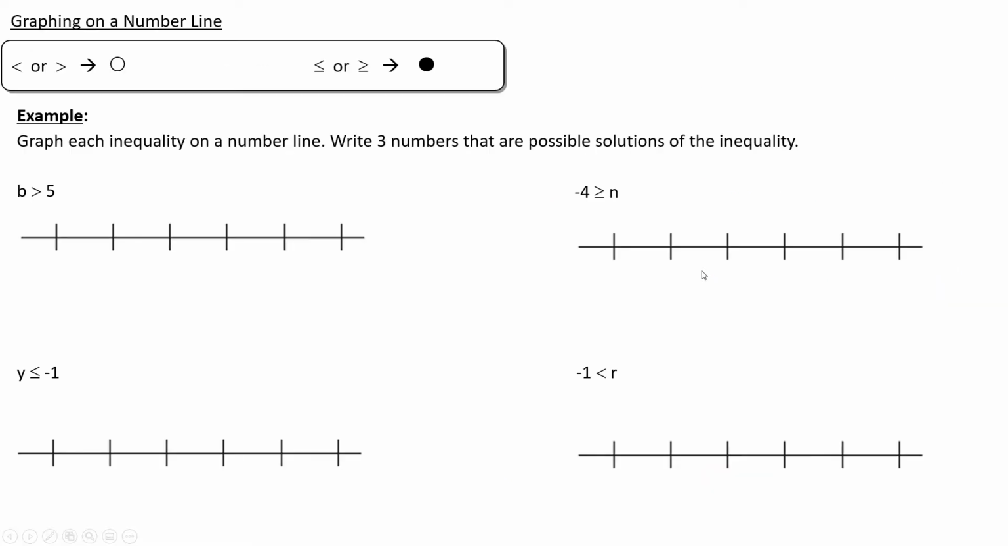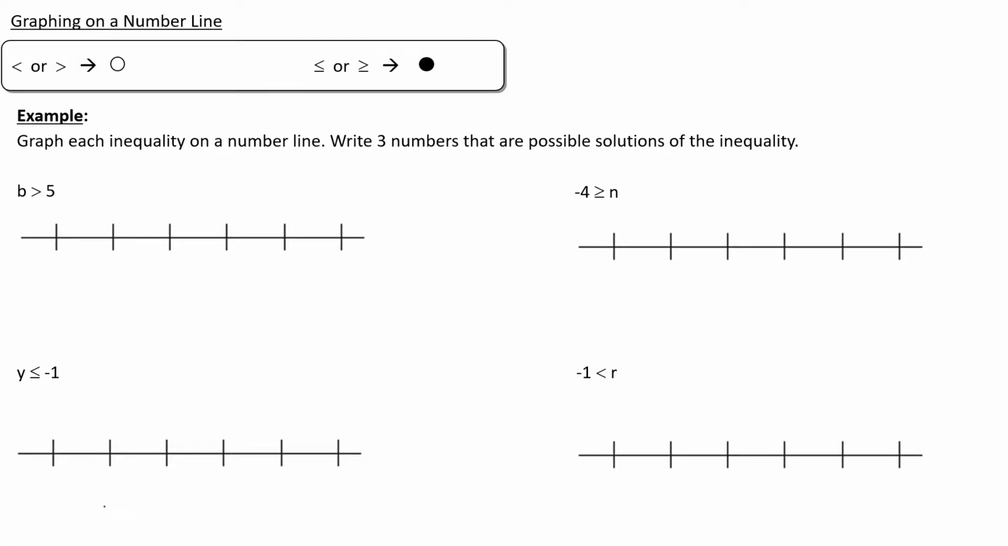On the next page are a couple more examples. It says graphing on a number line. So now I want you to graph each inequality on a number line. Write 3 numbers that are possible solutions for each inequality. So the first one says B is greater than 5.